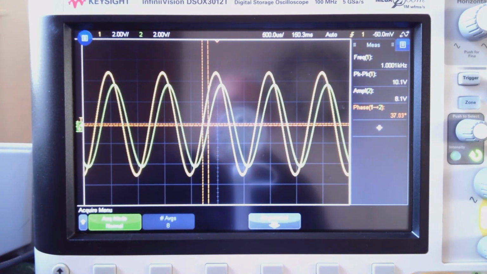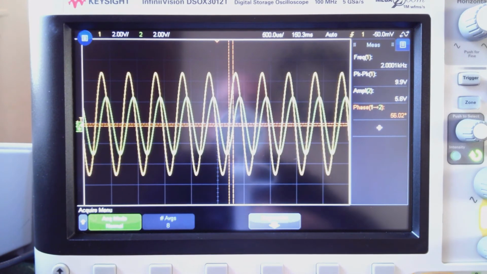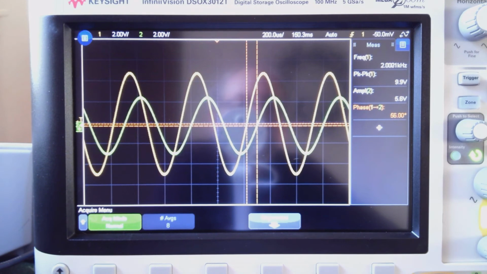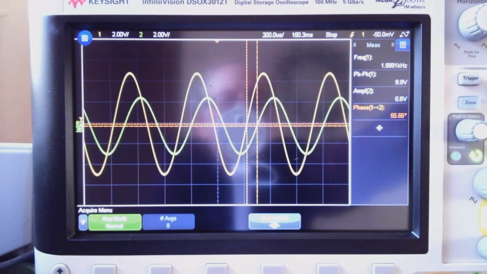Let's go to 2 kilohertz, and at 2 kilohertz we notice that the signal has gone down quite a bit. The green one is the output, yellow is the input. Still 10 volts going in, 5.6 volts going out, and about 55.66 degrees for the phase angle.